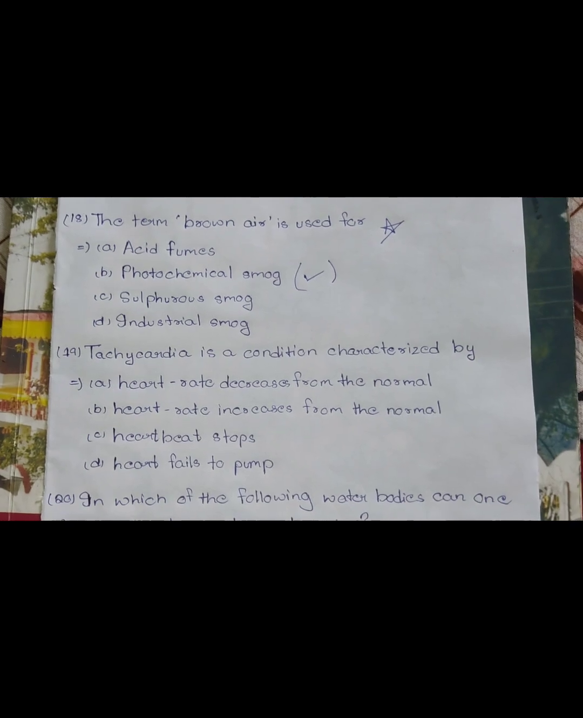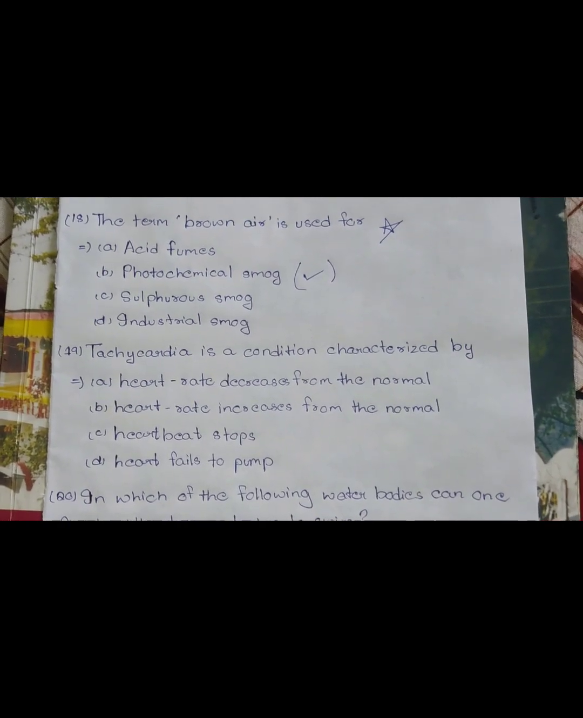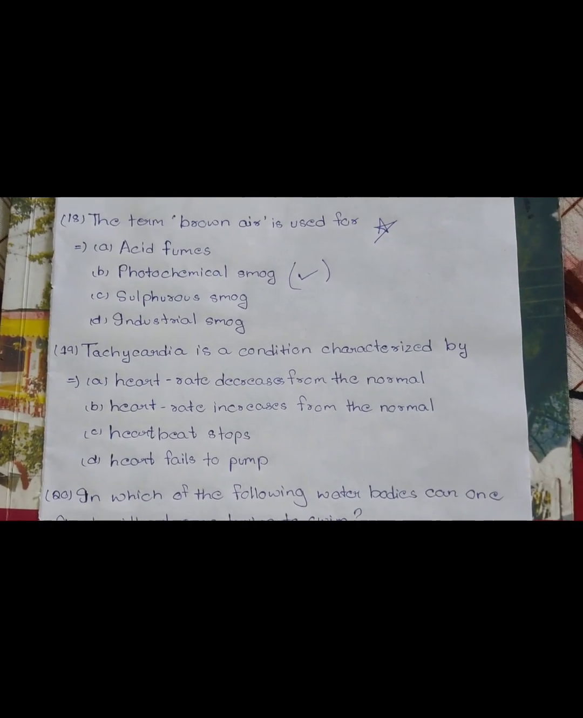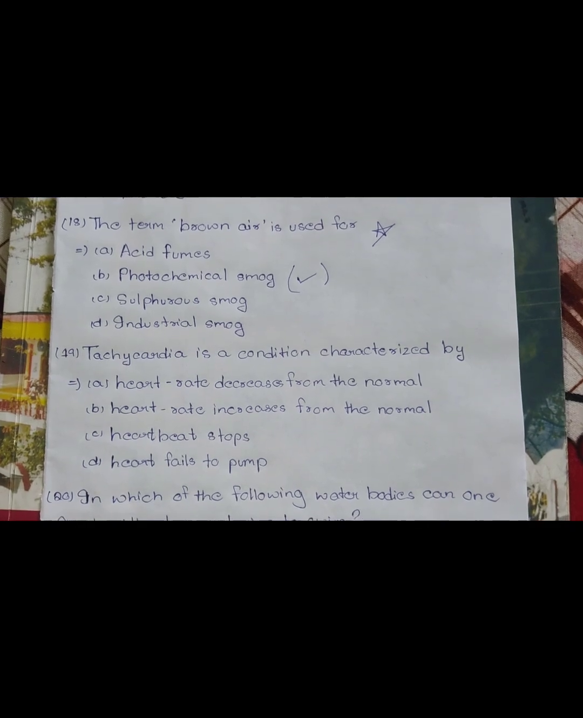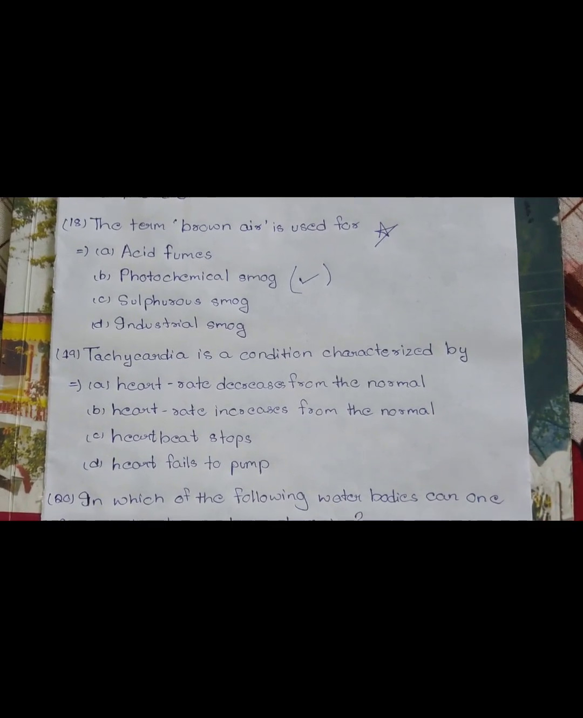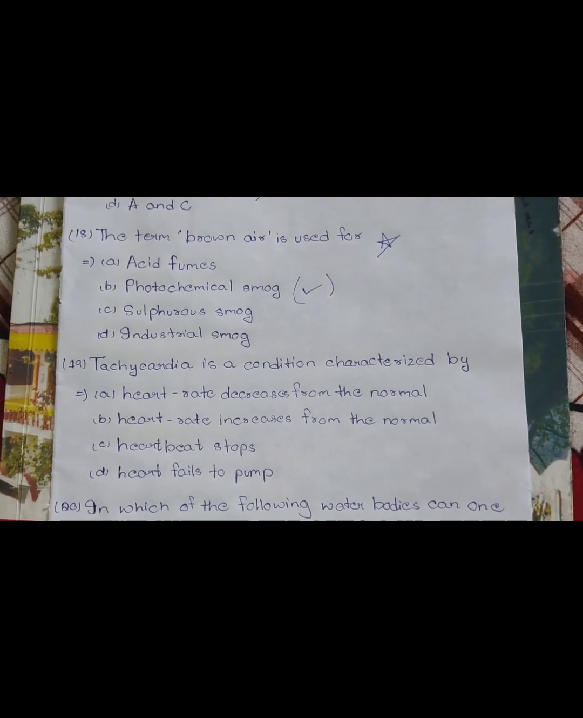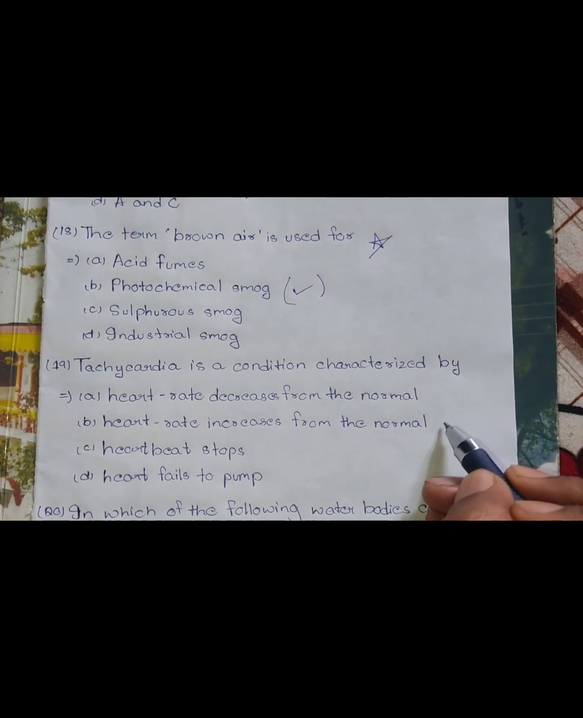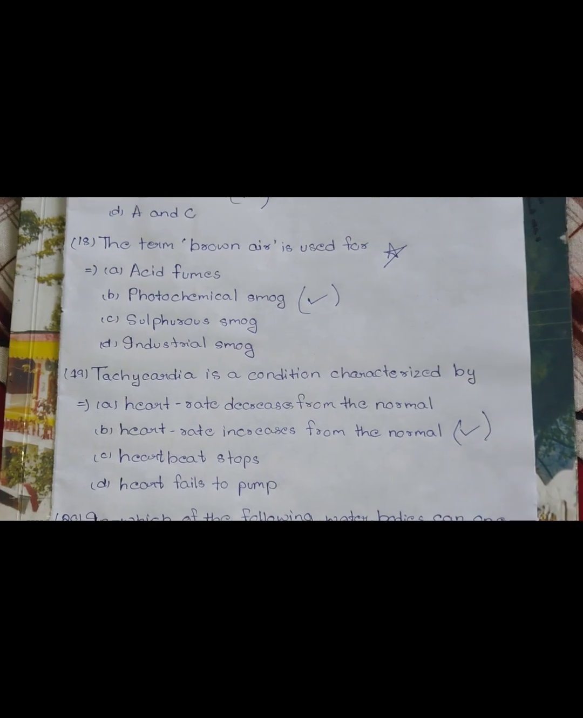Tachycardia is a condition characterized by option A, heart rate decreases from the normal. Option B, heart rate increases from the normal. Option C, heartbeat stops. Option D, heart fails to pump. So the right answer is option B, heart rate increases from the normal.